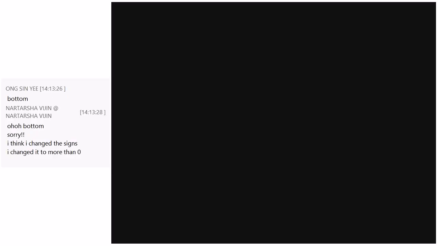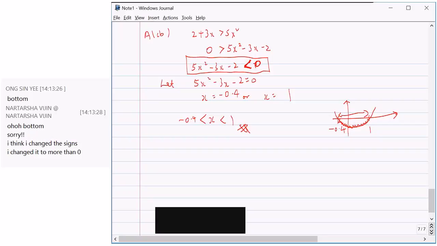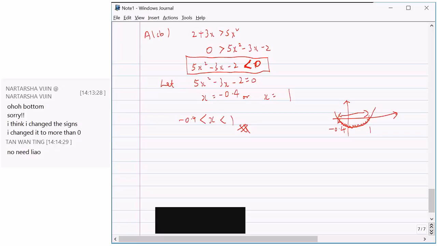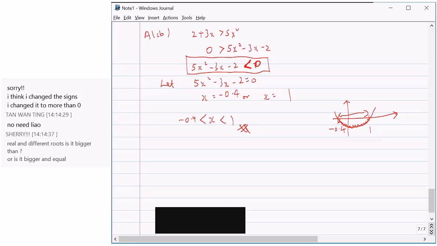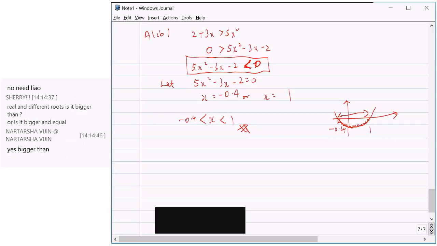Continued question B2. No need already? Yes, Sherry. Real and different roots means the discriminant is bigger than. Don't have equality, just bigger than. Thank you, Natasha.